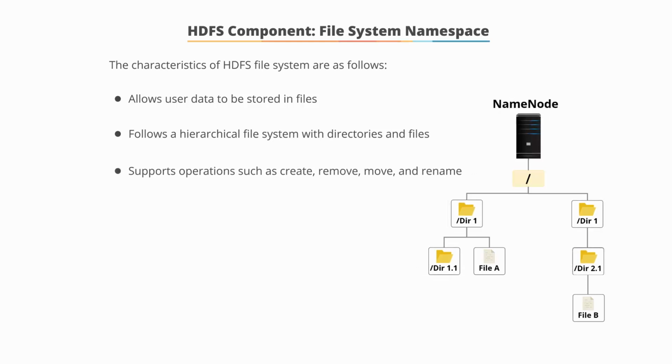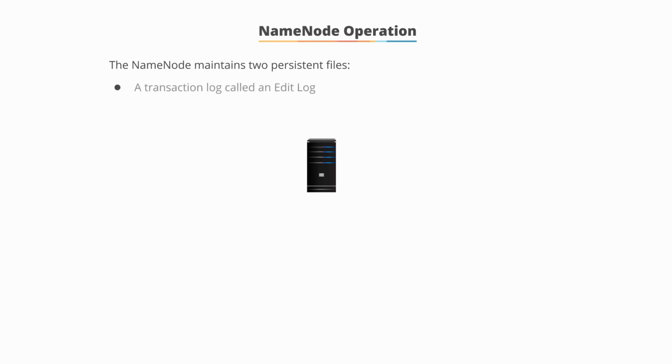A file system supports operations like create, remove, move, and rename. The name node, apart from maintaining the file system namespace, records any change to metadata information. Name node operation. The name node maintains two persistent files, a transaction log called an edit log and a namespace image called an FS image.